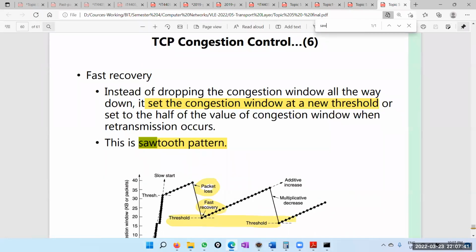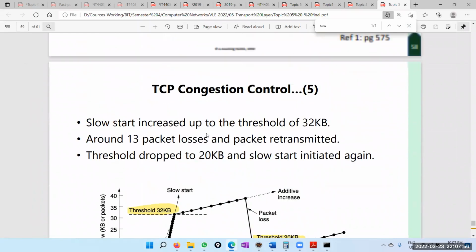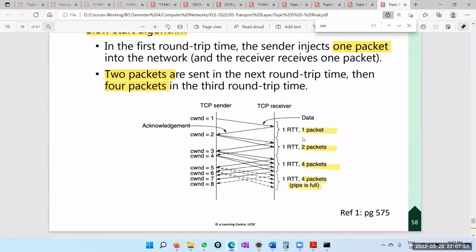Yeah, sawtooth pattern. So the idea is they just keep checking the reliability. Initially, you start with a smaller number of packets, then you keep increasing. Remember, there's a pattern 2, 4, 8, something like that. You can see 1 packet, 2 packets, 4 packets. Initially you send a small number of packets because you are not sure about the capacity of the receiver. But once you gradually learn the capacity, you go at the highest rate.